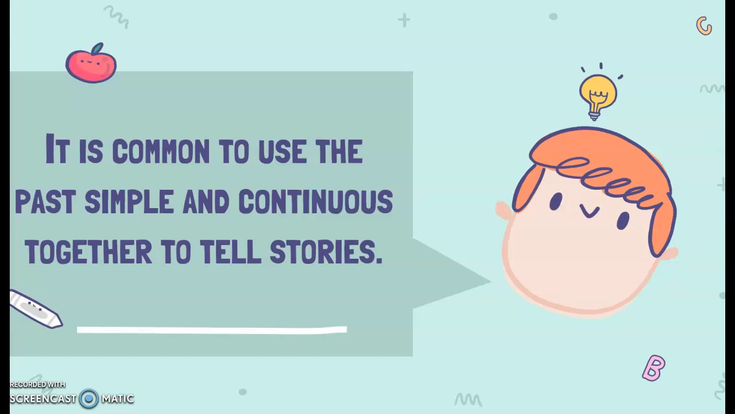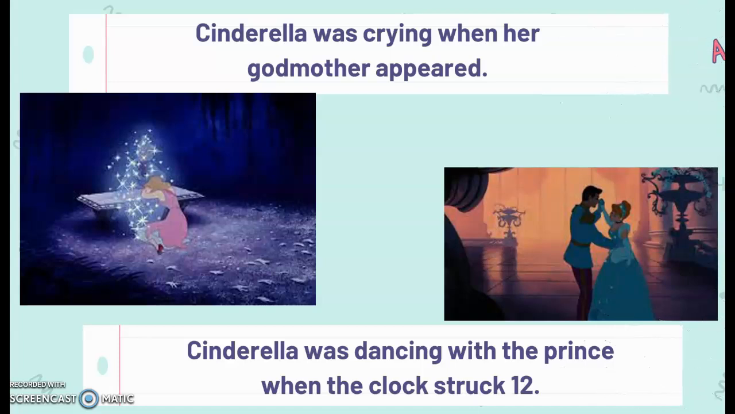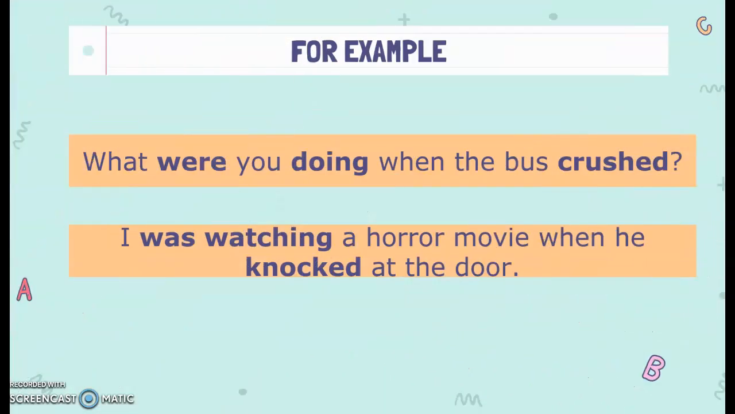Now we're going to see an example with a classic fairy tale, Cinderella. Cinderella was crying when her godmother appeared. Cinderella was dancing with the prince when the clock struck 12. The past continuous describes an action that starts first, but is interrupted by a second action. Use the past simple for the second, usually short, action.